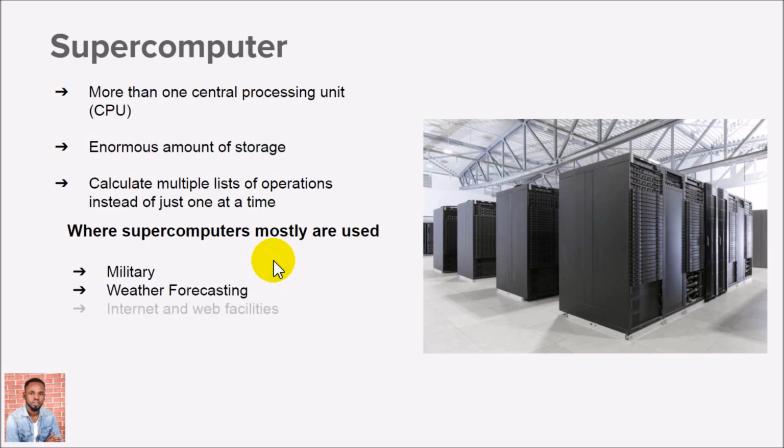Also weather forecasting, internet and web facilities. Now these are actually some of the computers that are used to enable the internet we have access to today. Also like the web, Facebook, the online world you go to access information. These are the computers that enable it.